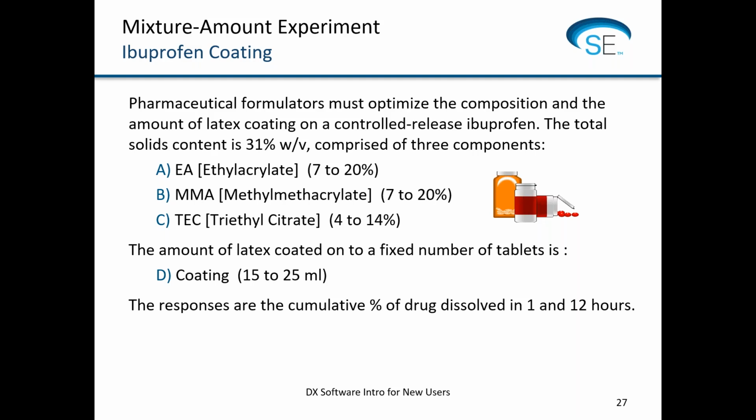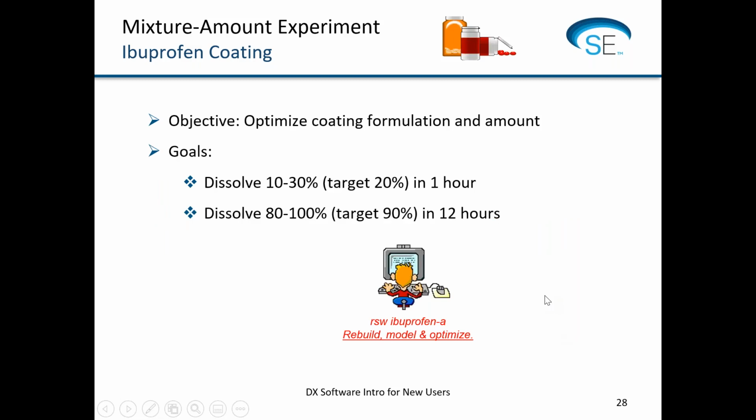And then the sum of those three ingredients needs to equal 31%. We are also going to choose how much of this latex coating we are going to use in this laboratory coating system, and we can let that go between 15 and 25 mLs injected into the laboratory coater. And we want to evaluate the drug release at 1 hour and 12 hours, cumulative release. Okay, so let's see how we do this.